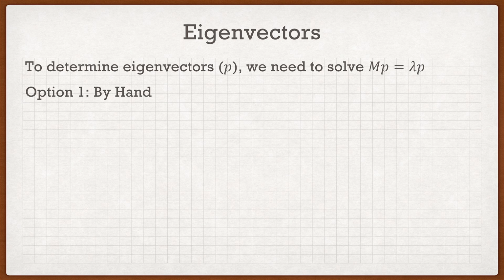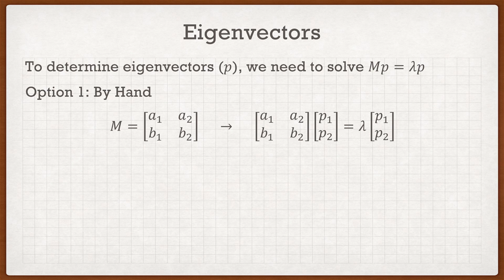So option 1, by hand, we can say, if I expand out that equation above, I get A1, A2, and then B1, B2, multiplied by P1, P2 is equal to lambda P1, P2. If I look at this, I know A1 and A2 as well as B1 and B2 because those are given. Those are just part of the matrix we're given. And for lambda, I should have two values based on finding the eigenvalues that we just did in the previous slide. So if we really look at this, we only have two unknowns, which are P1 and P2. So what we can do is expand this out to create two equations.